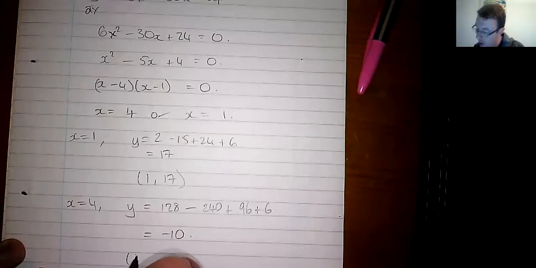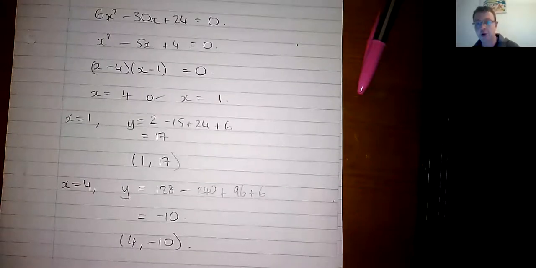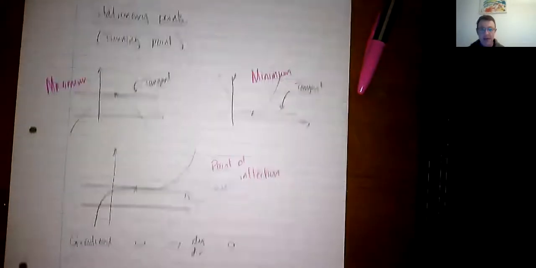Okay, so what's the coordinates? 4, minus 10. Now, that's pretty much it. That's pretty much all you need to do. But it's important, and I'll tell you why it's important, because when you're working out the maximum value, or the minimum value or whatever, so there's your curves there.